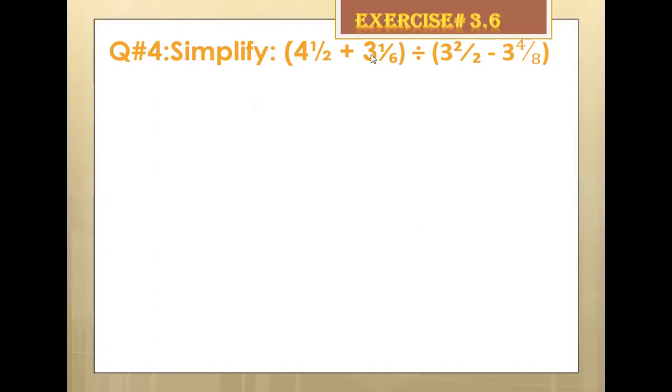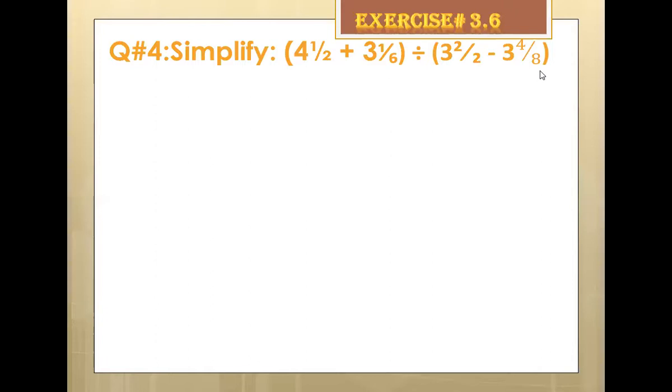Now, in exercise number 3.6, here you have question number 4, simplify. Just like the questions that we have done so far. Here you have 4 whole 1 upon 2 plus 3 whole 1 upon 6, bracket. Then again you have division. Then bracket 3 whole 2 upon 2 minus 3 whole 4 upon 8.